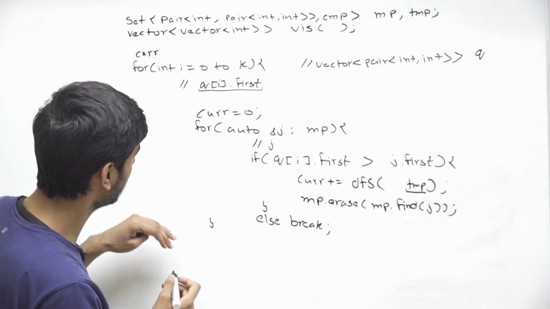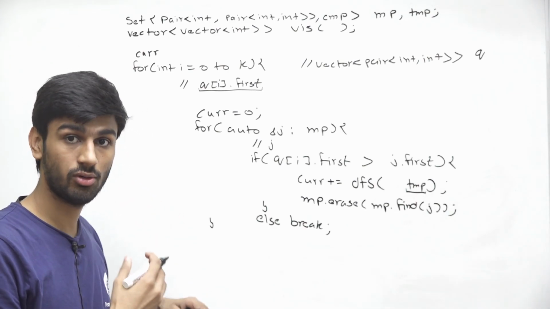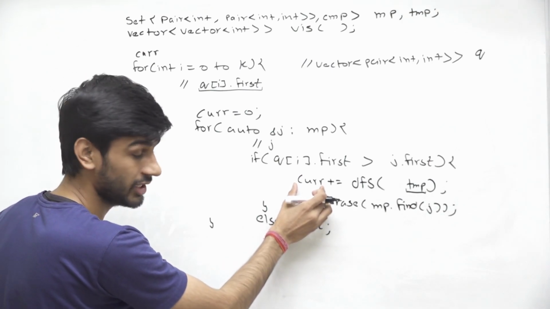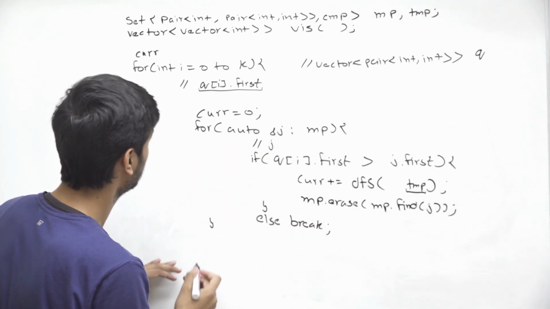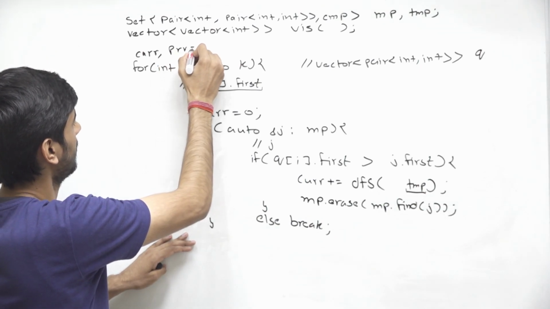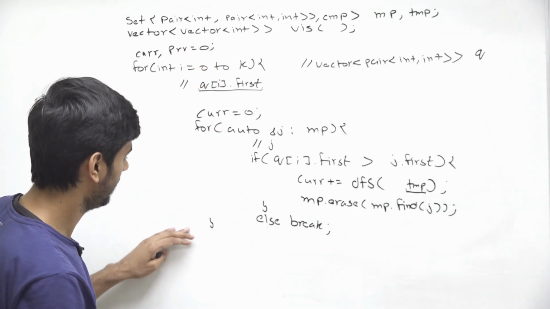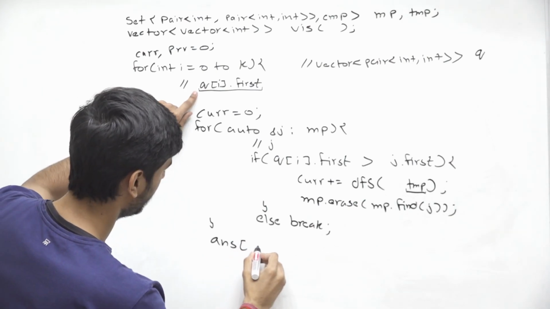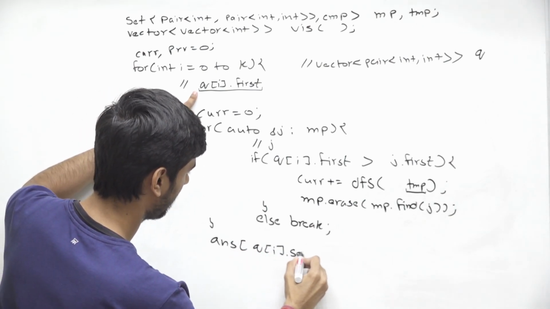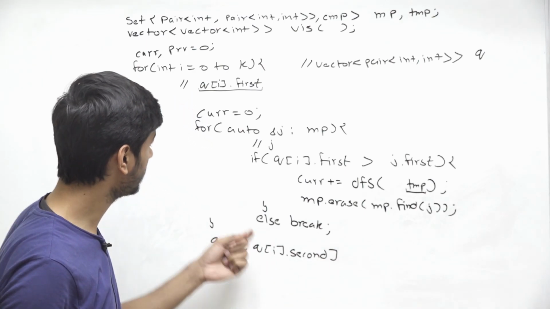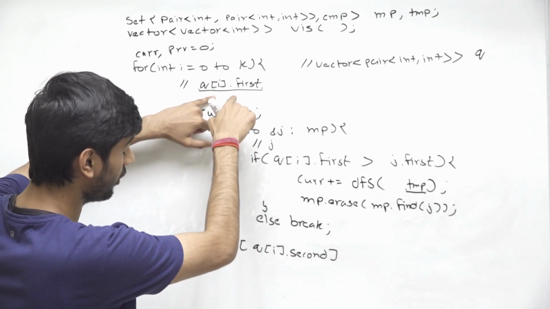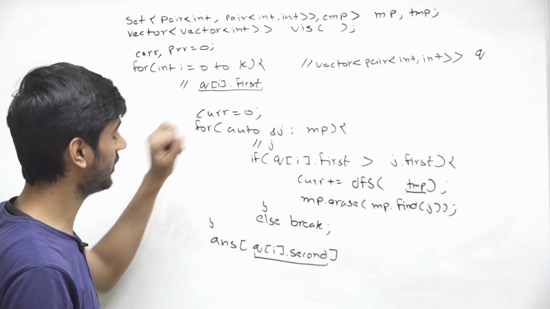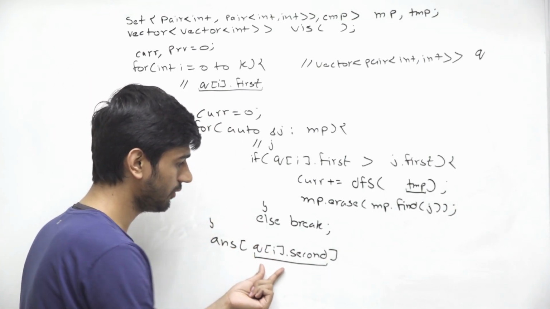So the answer for current query will be equal to the total number of nodes that we were able to traverse so far plus the number of nodes that we have traversed in this particular traversal. So let's have a previous variable that will start from 0, and our answer will be answer for this query qi dot second. Why we are doing this? Because this is the ith query, and the original index of this query is q of i dot second. This is the original index of this particular query, and at this index we want to store the answer.